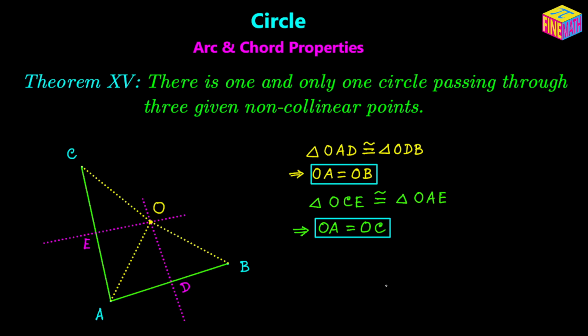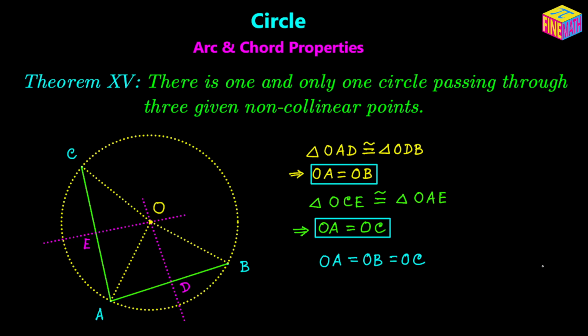Now from those two results, what can we say? Well, we can say that OA is equal to OB is equal to OC. So far we have been able to prove two things. One thing is that OA is equal to OB is equal to OC, and also we have proved that O will be the only point where the two perpendicular bisectors will intersect each other. And now if we draw a circle using O as the center and OA or OB or OC as the radius, then we are going to have a circle like this.